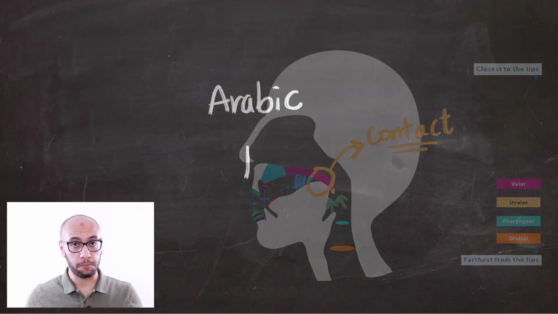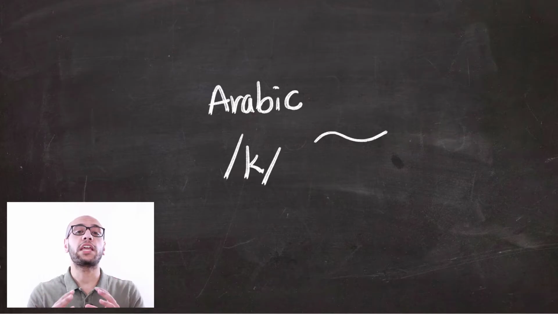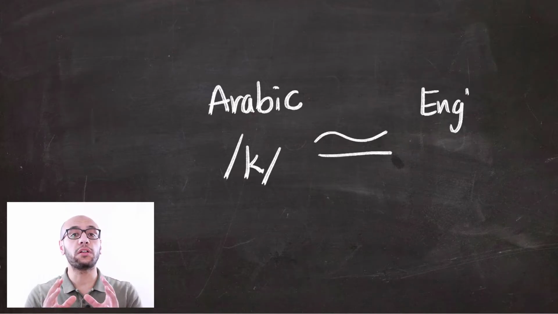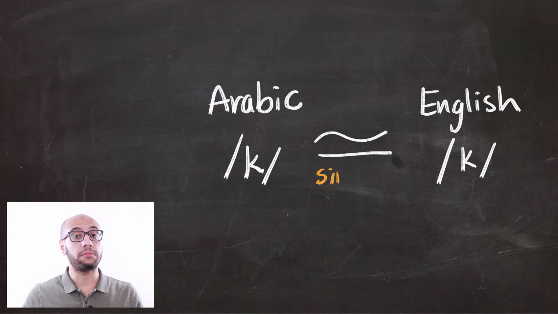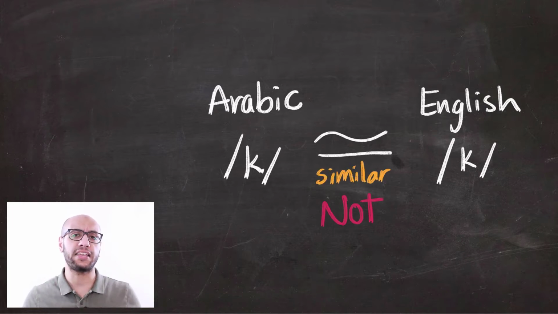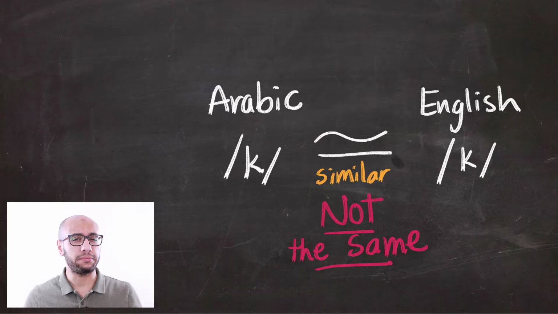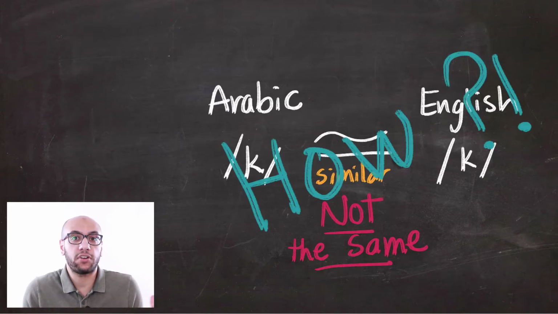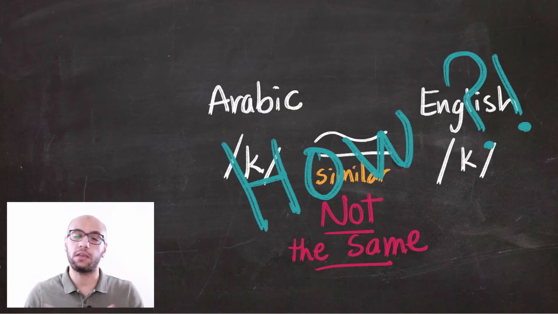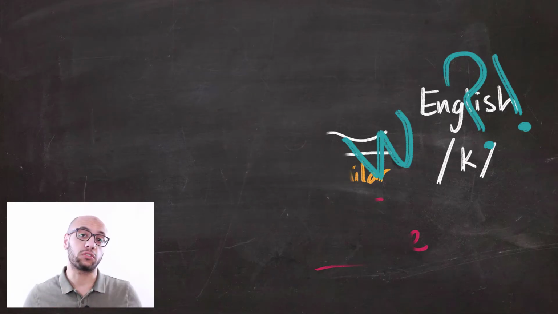So the K sound in Arabic looks so similar to the K in English, but it would be a mistake to think that they are exactly the same. But then you might be thinking, how is K different? It should be like every other language. K is the same everywhere, but that's not correct.